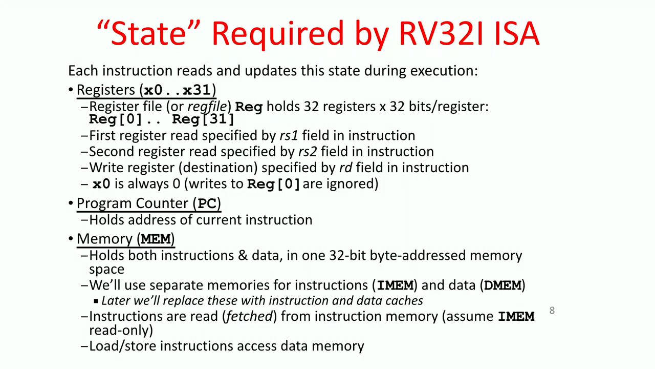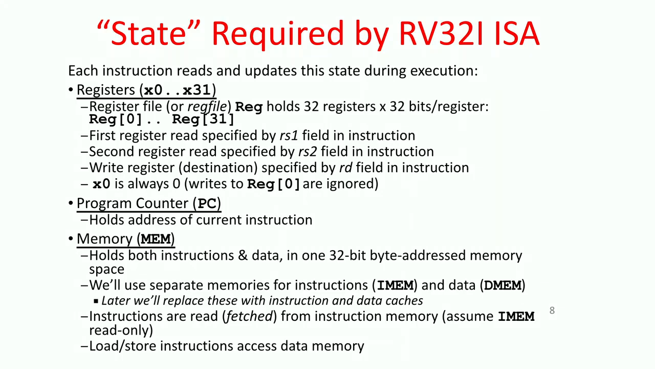So part of the RISC-V is that it includes 32 registers. Each one is 32 bits wide. 32 bits is the natural data width of the RISC-V instructions. So operands are 32 bits wide. It has register 0 through register 31.